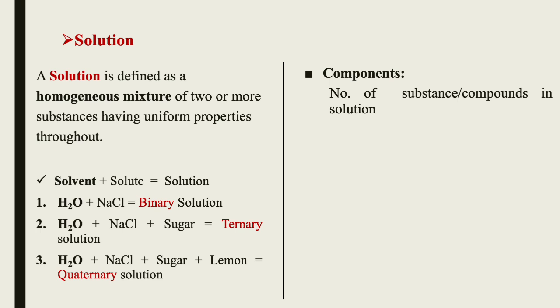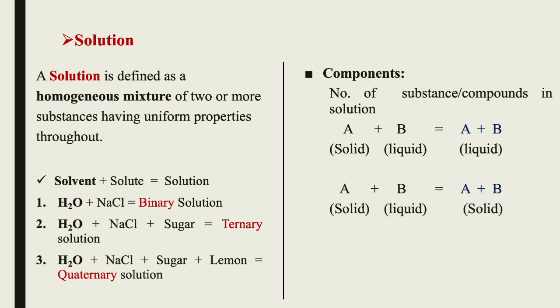Now we'll see what is meant by component. The number of substances or compounds in the solution we call components. Suppose we take the example A plus B, so it forms an A plus B solution. A is a solid, that is the solute, B is a liquid, that is the solvent. Together they form a homogeneous mixture that should be in the liquid state. So this is one example of a solution. Another example is A plus B equal to A plus B.